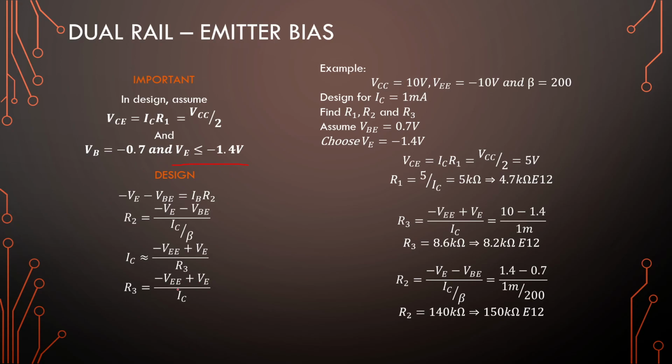Okay, so that's why I included a bit here with plus VE in this equation. So the design equations: resistor 3 is our negative supply plus the emitter voltage choice divided by the collector current we want. And resistor 2 should be around our emitter voltage minus our VBE divided by the collector current over beta. The beta instability has no effect on this resistor.